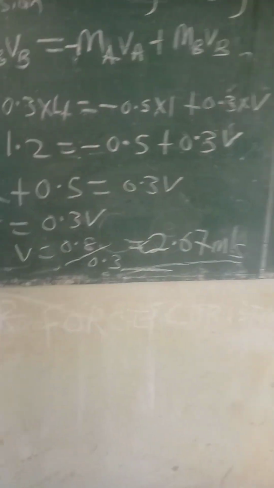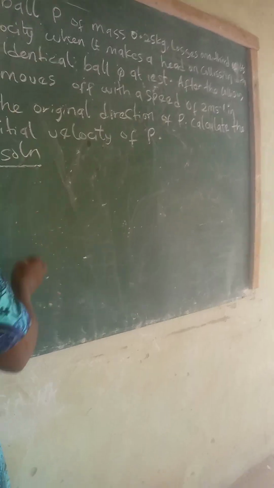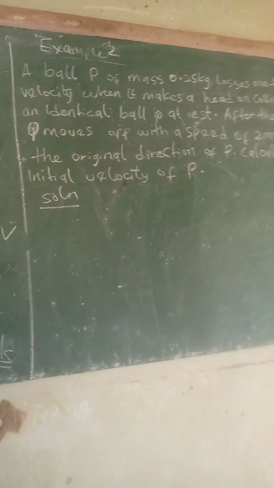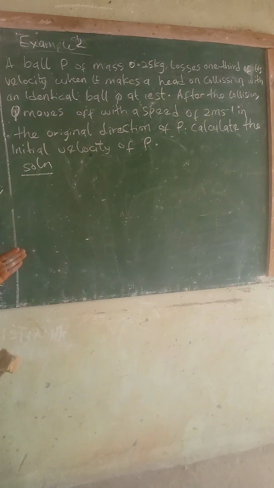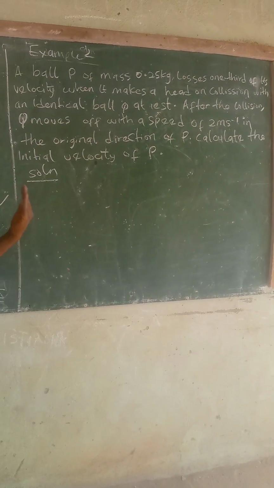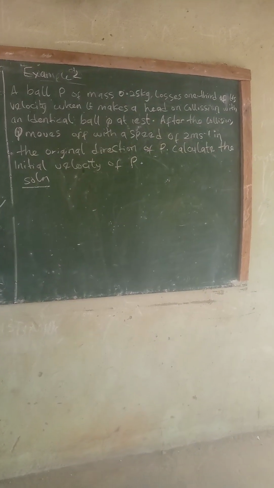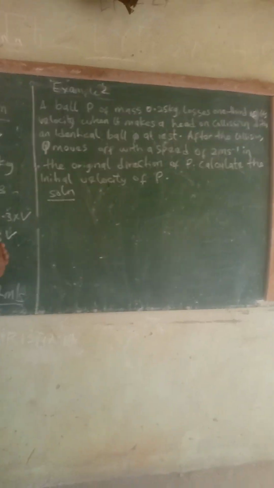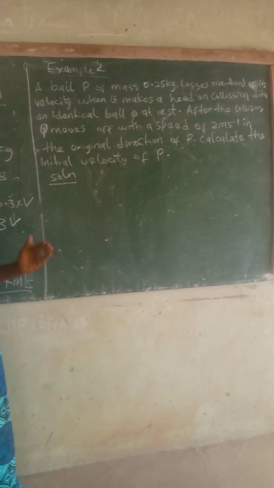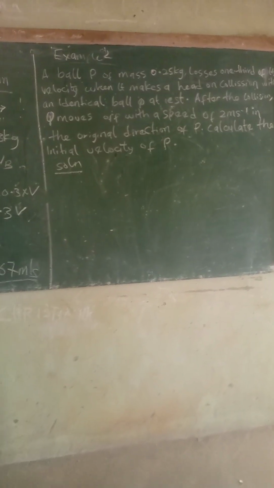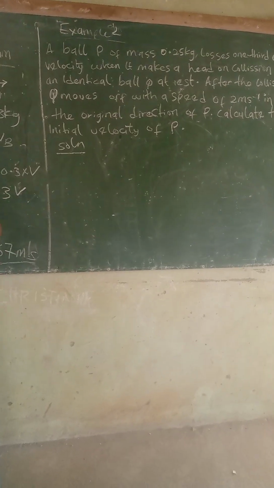Now let's go to our second example. The second example goes this way. A ball P of mass 0.25 kg loses 1/3 of its velocity when it makes a head-on collision with an identical ball Q at rest. After the collision, Q moves off with a speed of 2 meters per second in the original direction of P. Calculate the initial velocity of P.